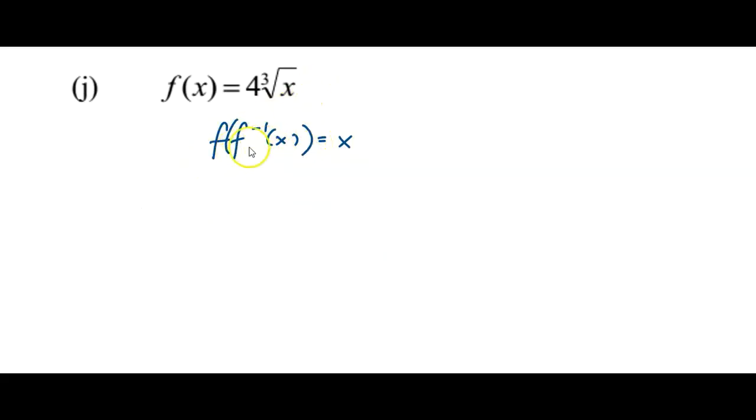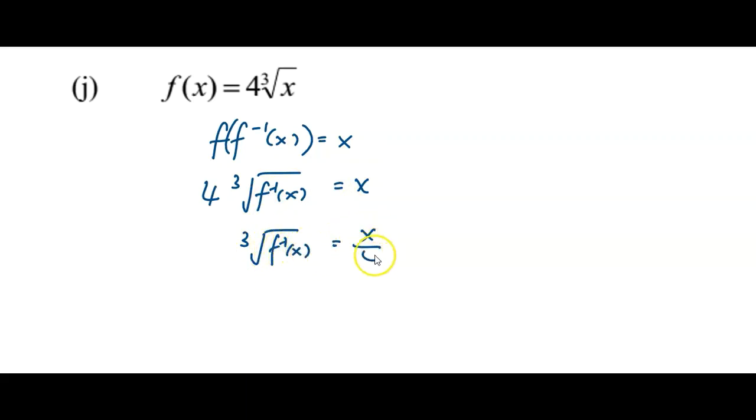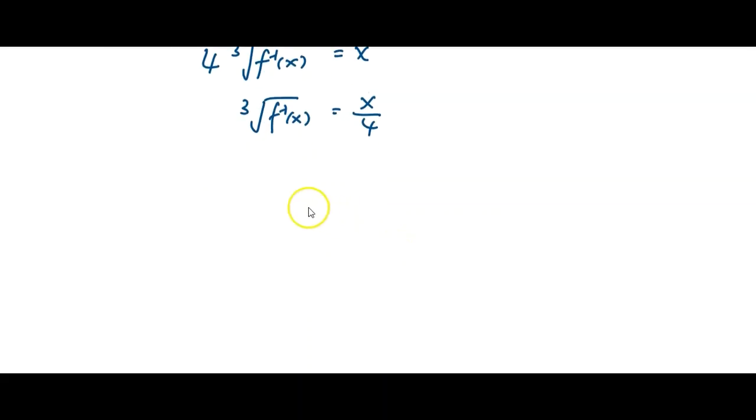To get the f inverse, that will be 4 cube root of the f inverse, which is equal to x. So divide both sides by 4. I got x over 4 on the right side. And to get the f inverse, I take the cube of both sides, meaning that I got x cubed over 64.